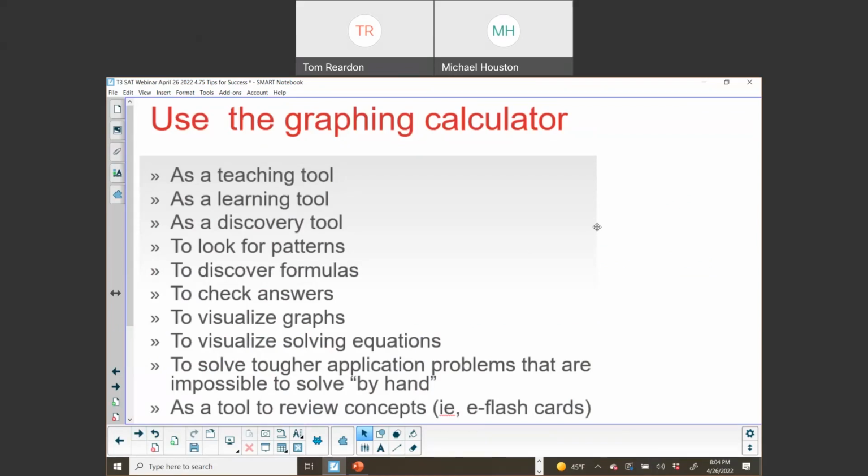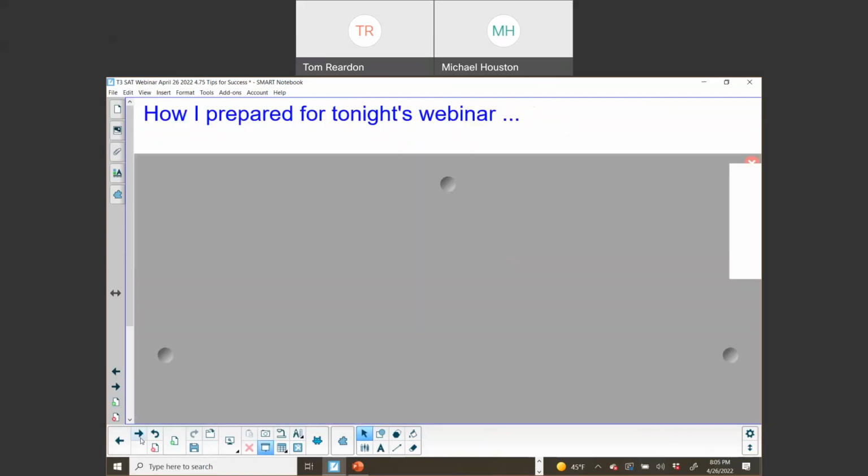To solve tougher application problems that are impossible to solve what we call by hand. The equations might be solvable, like some kind of cubic or quartic. We don't know how to do that. And also as a tool to review concepts. And I love to use what I call electronic flashcards. So those are ways I like to use the graphing calculator.